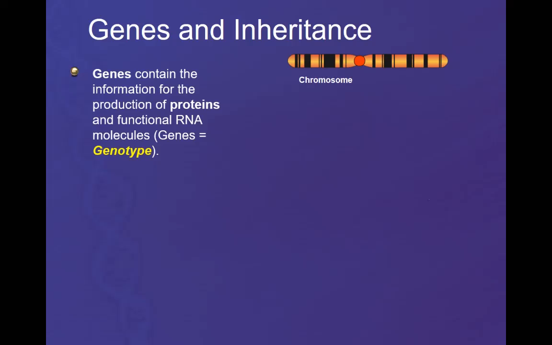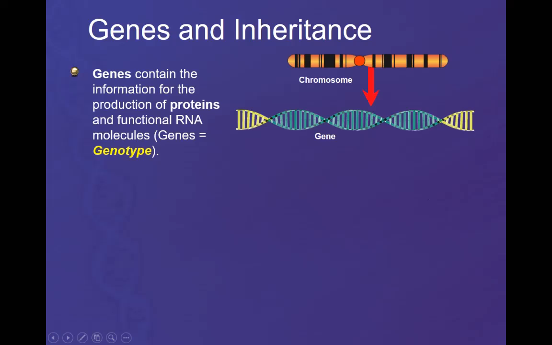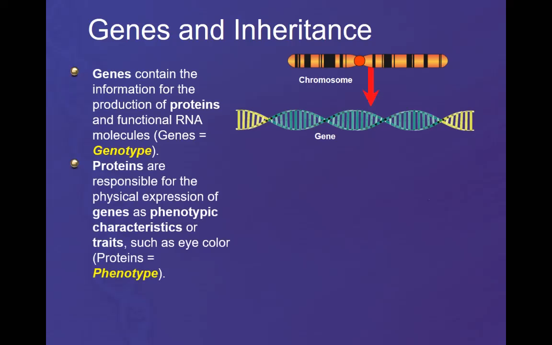And let's go ahead and zoom in on one of these little bands here. And this is going to represent a single gene. Now, that gene then is going to go through protein synthesis, transcription, translation, and it's going to go ahead and produce the protein. Now, remember, proteins are responsible for the physical expression of the gene as phenotypic characteristics. So this is what we call the phenotype. So we think about something like eye color, hair color, skin color. These are phenotypes, and they are caused by the protein that's coming from that particular gene.